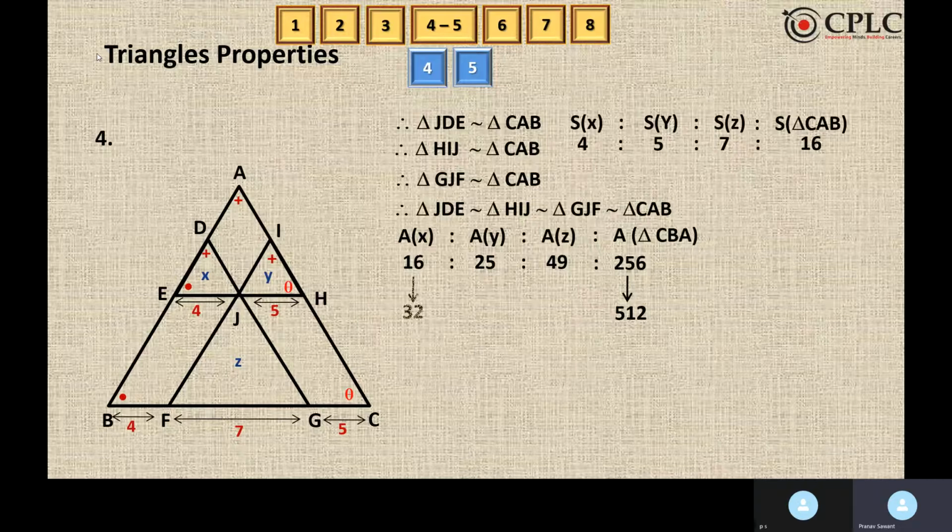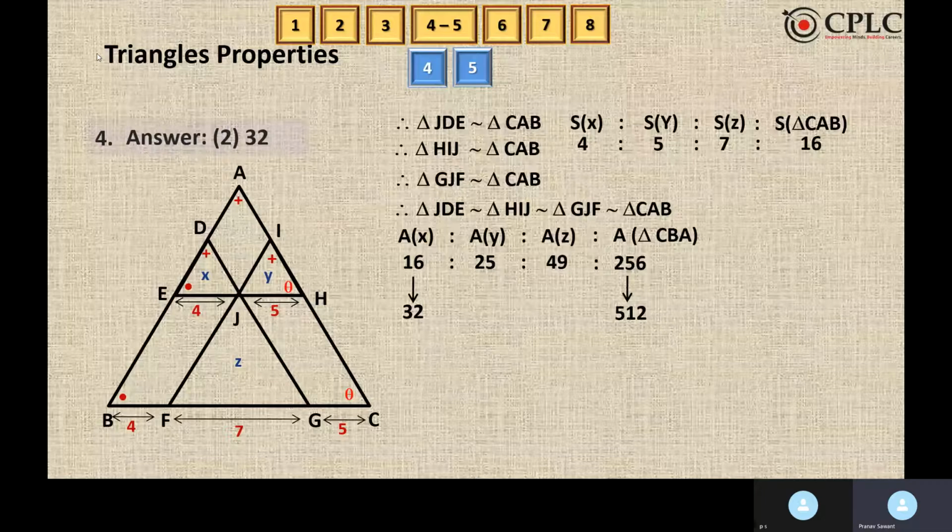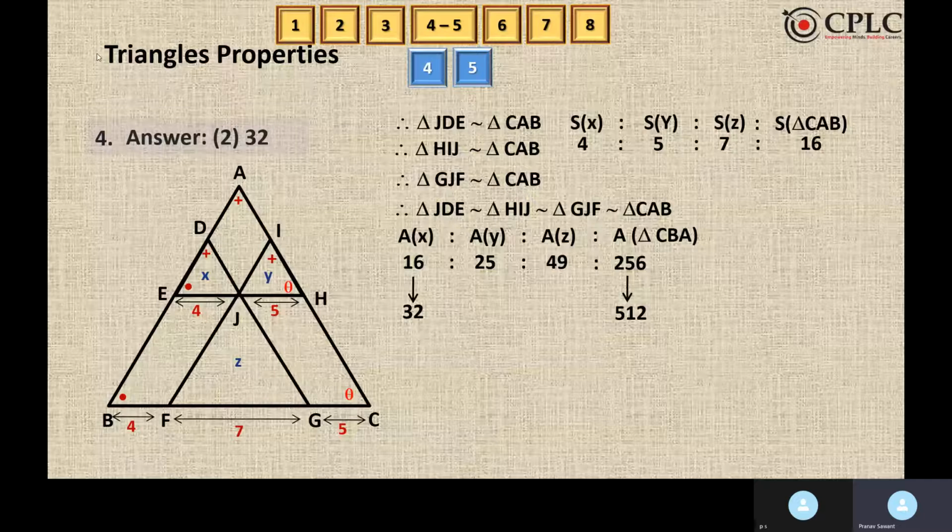But they have said that the actual value is 512. So if 256 corresponds to 512, then the actual value of 16 would be what? If 256 is equal to 512, 16 is equal to question mark. By cross multiplying, we'll get the answer as 32, and 32 is the final answer to the fourth question. Let's move to the next question now.